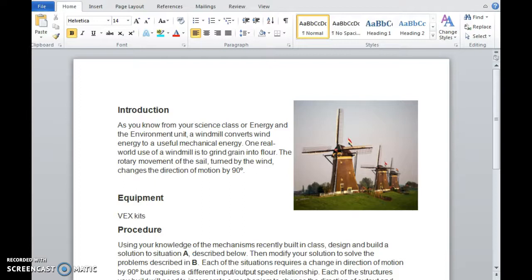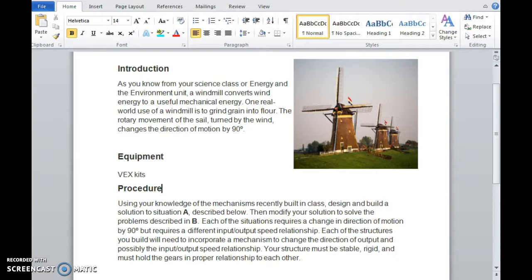As you know from your science class, or energy and the environment unit, a windmill converts wind energy to useful mechanical energy. One real-world use of a windmill is to grind grain into flour. The rotary movement of the sail, turned by the wind, changes the direction of motion by 90 degrees. The equipment that you'll use for this activity will be the VEX equipment that you use to create your mechanisms.